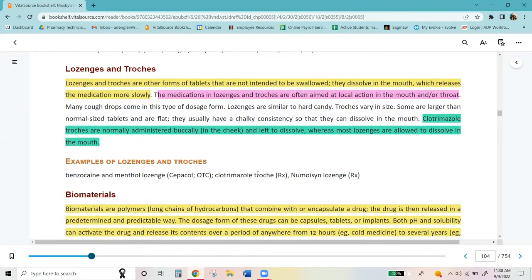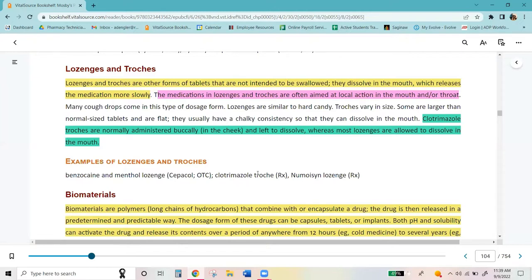Lozenges and troches are other forms of tablets that are not intended to be swallowed. They dissolve in the mouth, which releases the medication more slowly. The medications in lozenges and troches are often aimed at local action in the mouth or throat. Many cough drops are this type of dosage form. Lozenges are similar to hard candy. Troches can vary in size. Some are larger and some are normal size and flat. They kind of have a chalk consistency, so they can dissolve in the mouth.